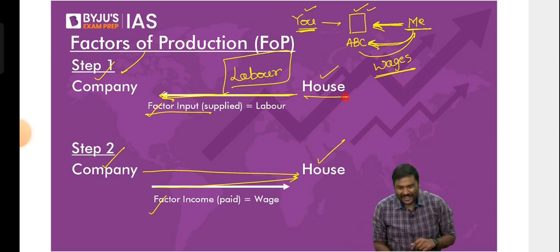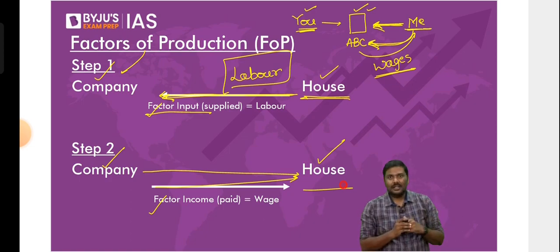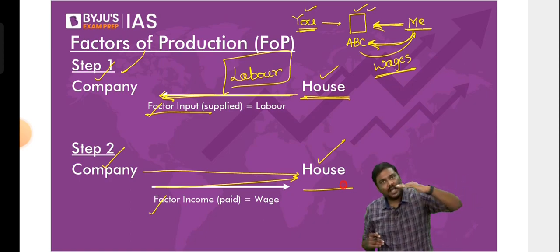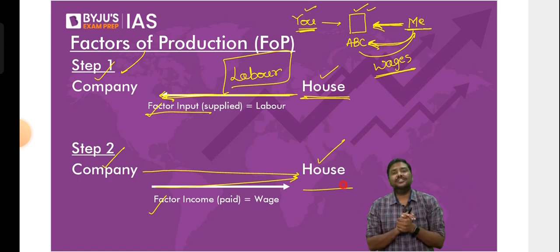Okay, so understand this. The house will provide the labor, and in return, the company will pay wages to the house. That is, to the labor, wages will flow to the house. Now understand the logic here. I'm explaining all of this.